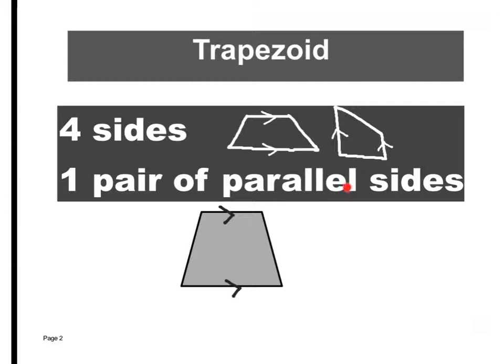You just have to have one pair of parallel sides, which we have here, and here, and here. The other sides do not matter. It doesn't matter if they're parallel or if they're equal. These sides are not equal. These sides are equal, but they're not parallel. All you have to have is one pair of parallel sides for a trapezoid.